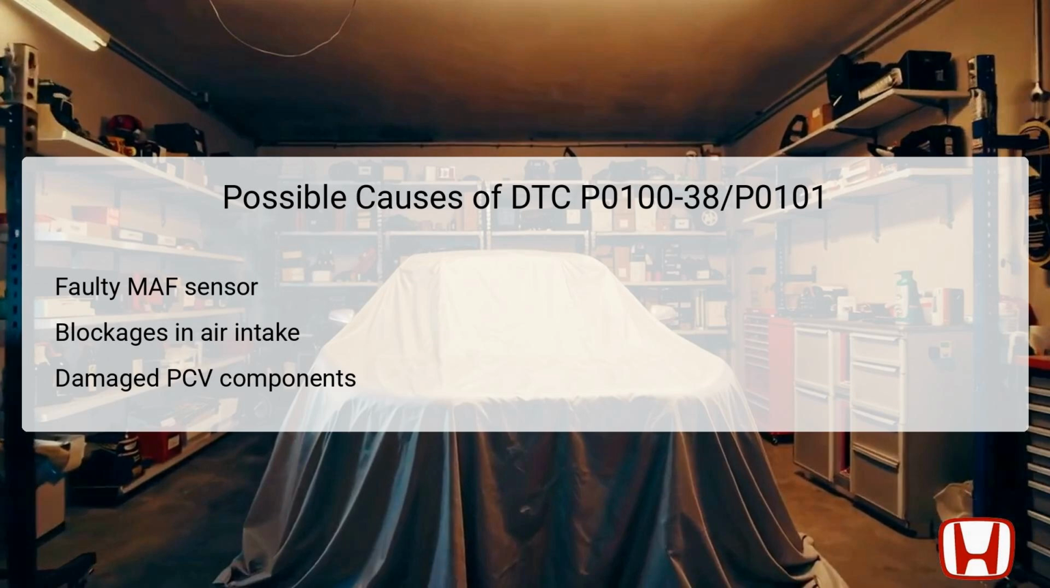Furthermore, any issues within the positive crankcase ventilation (PCV) system, like damaged hoses or valves, can also contribute to this range performance problem. Ventilation systems are integral because they ensure the engine breathes properly by routing gases correctly, and failures here can seriously impact engine performance.